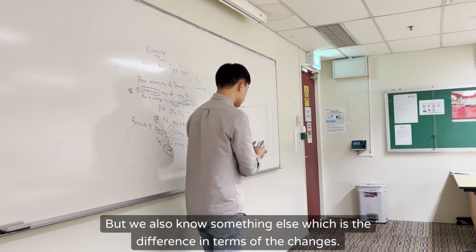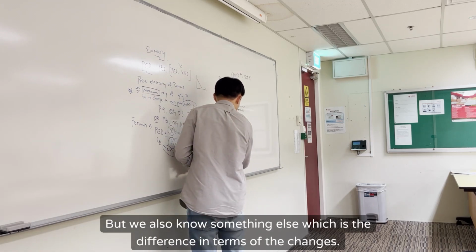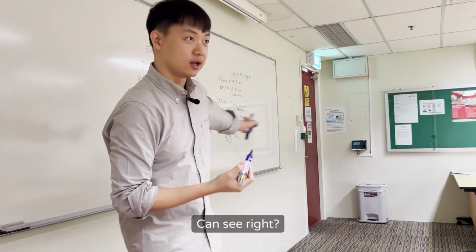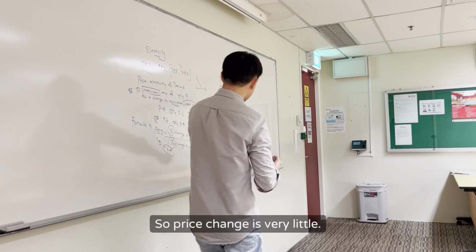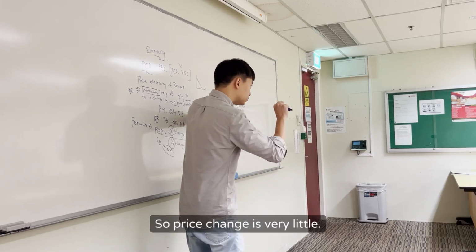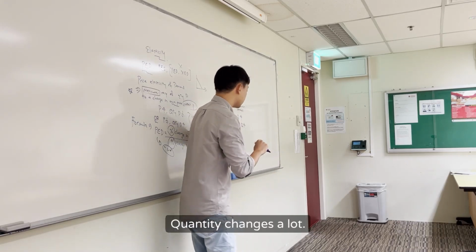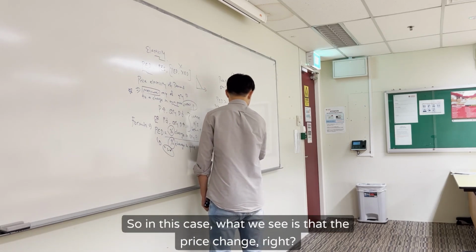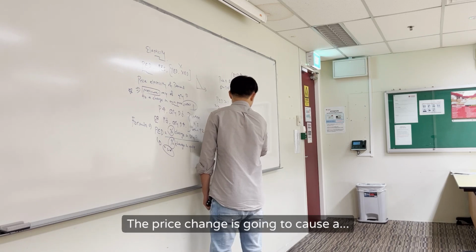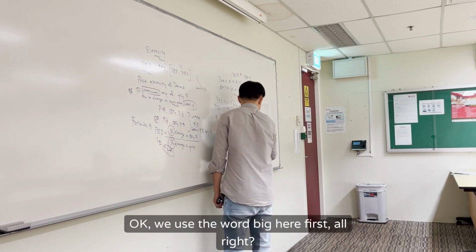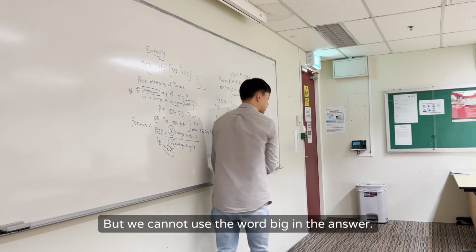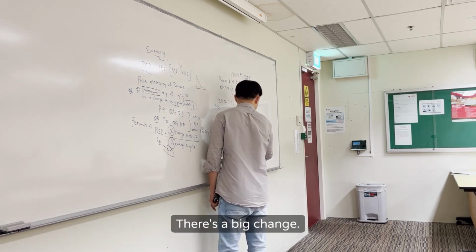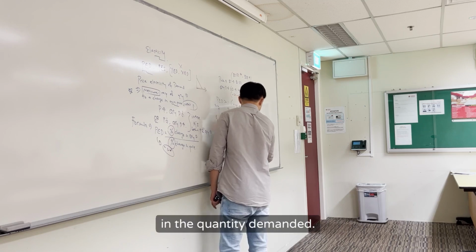But we also know something else, which is the difference in terms of the changes. If you look at the distance, it's very different. You can see it, should be obvious the way we draw. So price change is very little, quantity changes a lot. Okay, we use the word big here first, but we cannot use the word big in the answer. Now just for understanding, there's a price change, there's a big change in the quantity demanded.